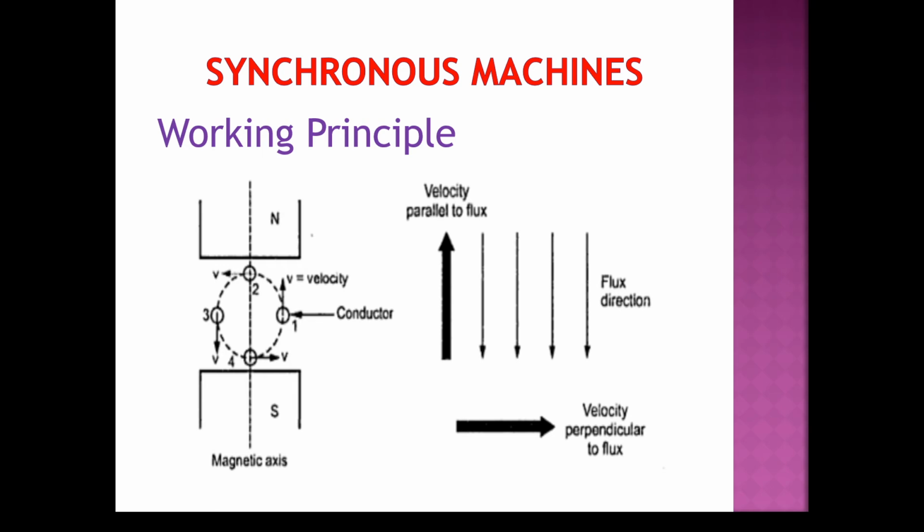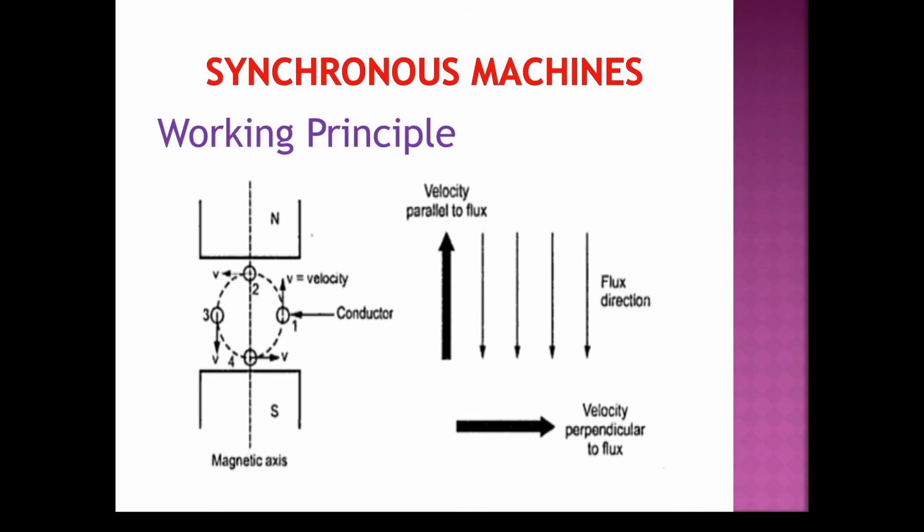At this instant, the entire velocity component is parallel to the flux line, so there is no cutting of the flux. So dφ/dt at this instant is 0. That is the rate of change of flux with respect to time. Rate of change of flux with respect to time is 0 here, so the EMF induced in the conductor is also 0.